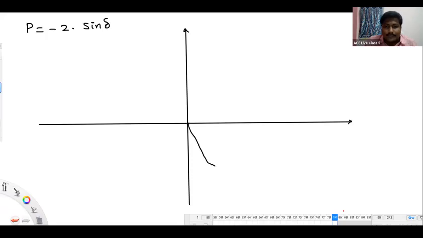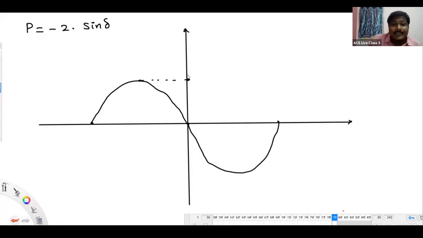So you are going to get the curve in this manner. And what's the peak of that curve? Here it is plus 2 and here it will be minus 2. Plus 2 and minus 2. And this is the angle at which we are getting the positive peak value, minus 90 degree. And this is the angle at which we are getting the negative peak value, plus 90.